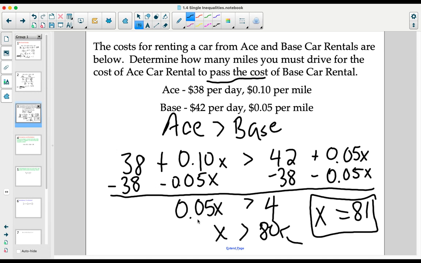If we can drive parts of a mile, we simply need to go somewhere above 80. So something like 80.01 would even work. That's when representing this on the number line might be helpful.